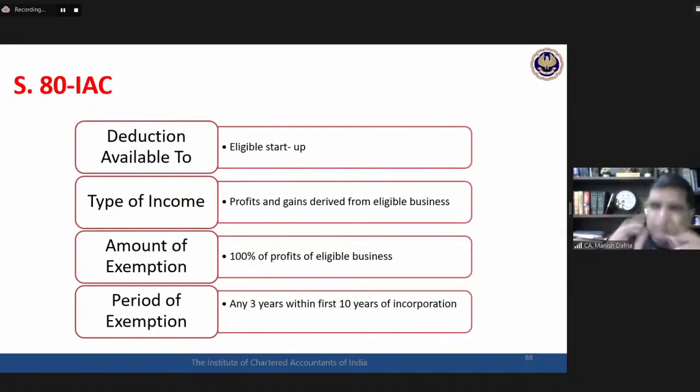Up to you, up to the assessee. You may decide which 3 years. It has to be 3 consecutive years. You can claim the exemption under section 80IAC. Okay.